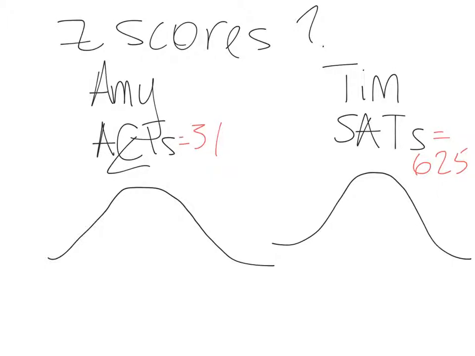So if we have more information, then we'll be able to compare both Amy's and Tim's score and say who scored better, and then solve all the problems of the world. So, before we go into the formula for z-scores, another piece of information that we need is the mean for each of these tests. Based on the data I found on the internet, the mean for the ACTs is a 21. That would be sort of dividing the bell curve for the ACTs in half, right? And that would be the 50th percentile. And the mean for the SATs is 500.